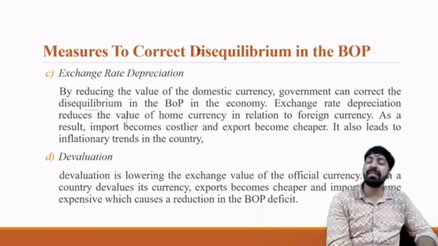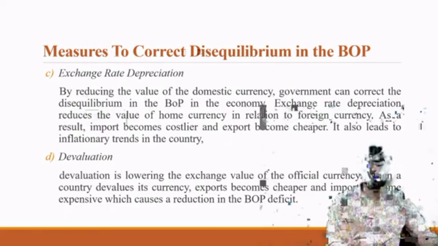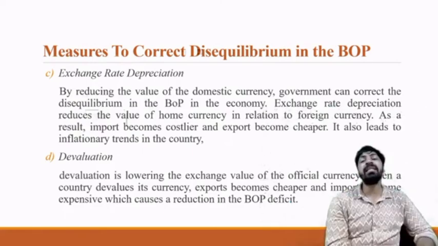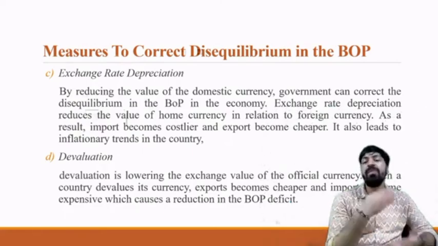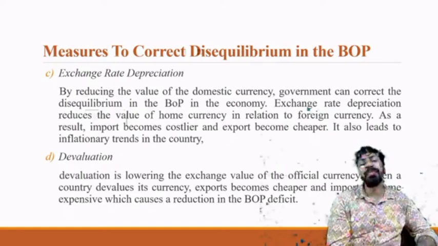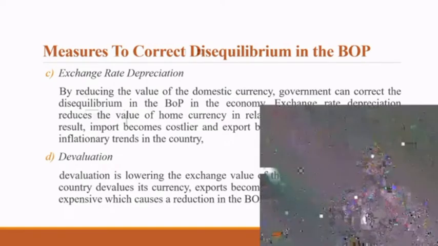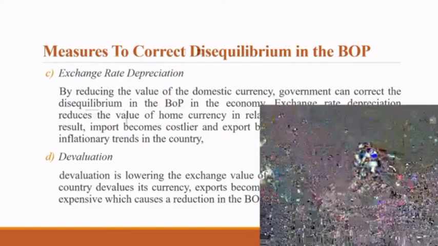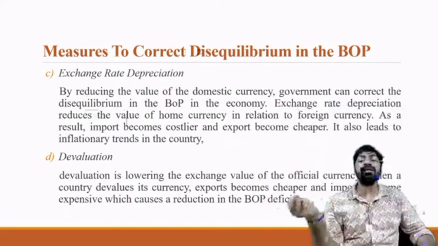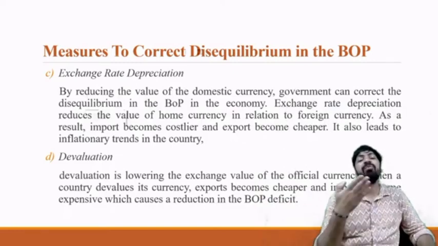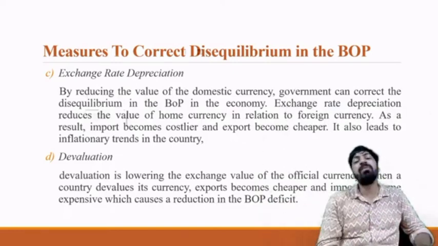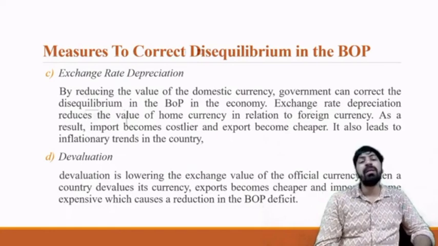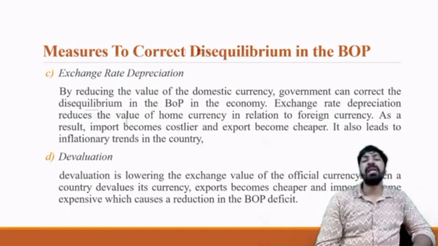So as a result, imports become costly and exports become cheaper. When we talk about imports, they will definitely be costlier. So automatically in the country there would be a situation of inflationary trends, when inflation comes up whereas imports become costly. So this is one of the measures to improve the disequilibrium in the balance of payment.